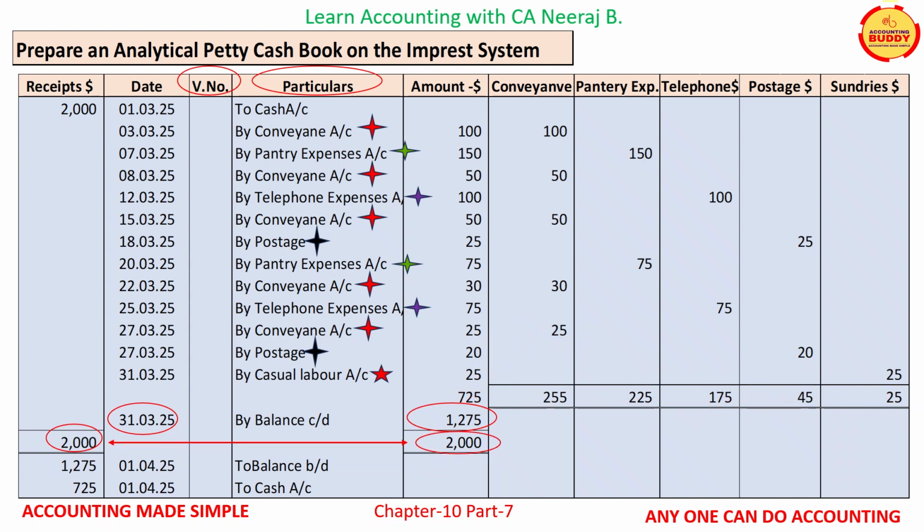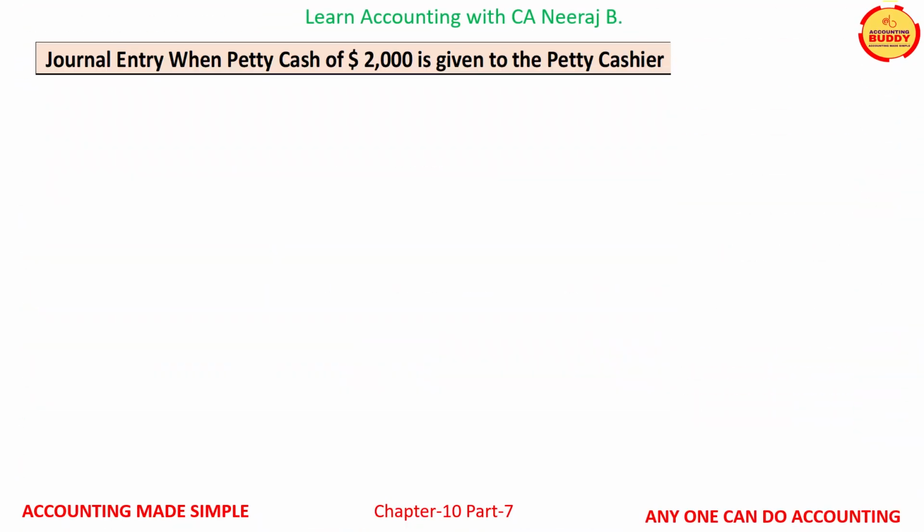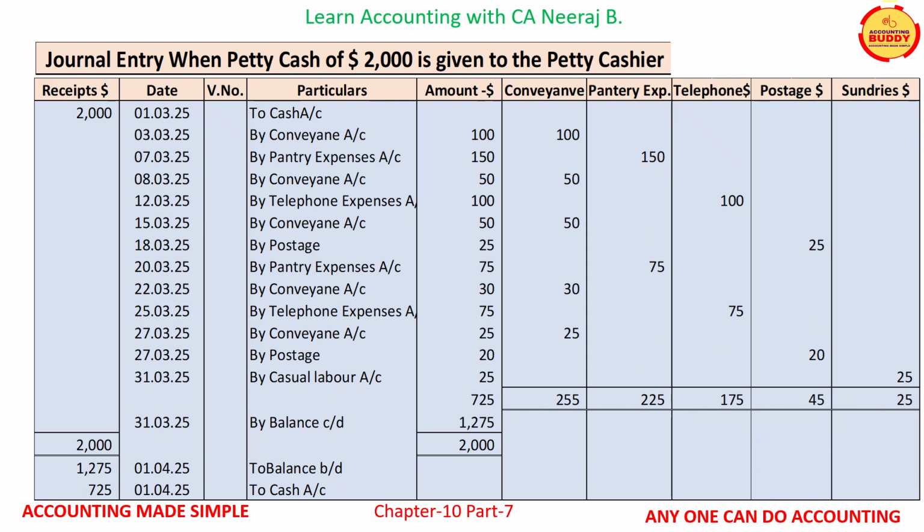The closing petty cash in hand of $1,275 on 31st March 25 will become the opening balance and will appear in the receipt column by writing the words to balance brought down. The petty cash will be reimbursed with $725 by writing the words to cash account to make the imprest balance again to $2,000. When $2,000 is given to petty cashier, it will appear in the petty cash book under the receipt column with the date on which it is received and by writing the words to cash account in the particulars column.